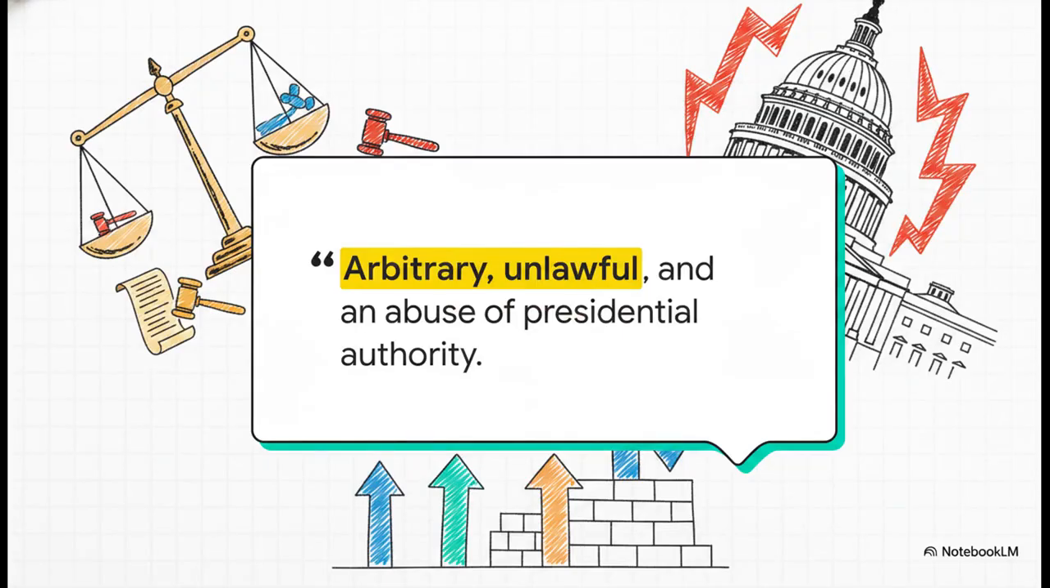The 25 states absolutely did not mince words here. They summarized the administration's whole tariff regime with this stinging phrase: arbitrary, unlawful, and an abuse of presidential authority. Now, that is some incredibly strong legal language. By using those exact words, the states are making it clear they don't just see this as a bad trade policy. They are framing it as a severe, illegal overreach by the executive branch that the courts need to step in and fix immediately.